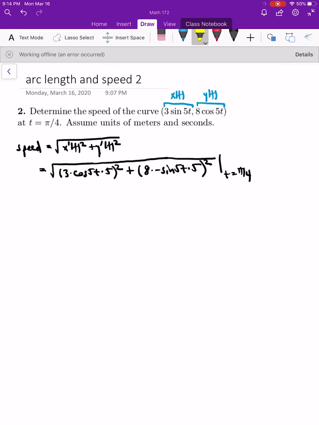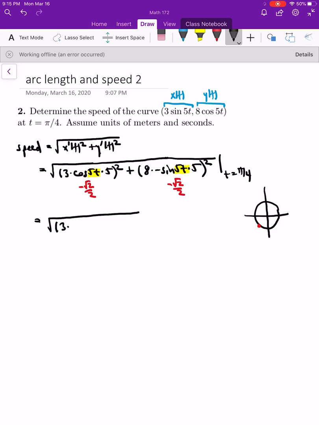So I can see I'm going to need to know what is the cosine of 5 pi over 4, what is the sine of 5 pi over 4. Unit circle to remind myself, 5 pi over 4 is the angle here. So cosine will be minus root 2 over 2, and the sine too will be minus root 2 over 2. Plug these in.